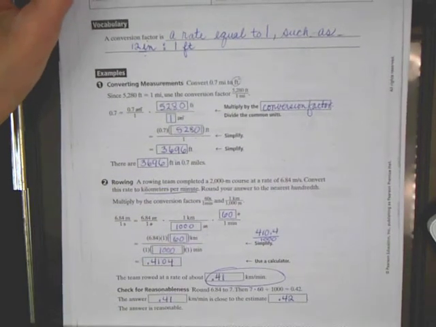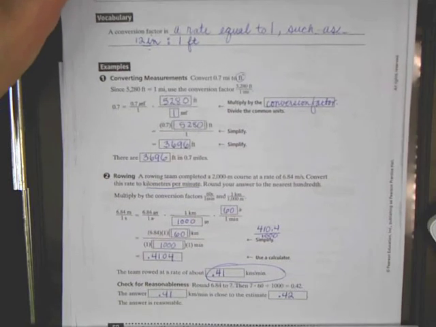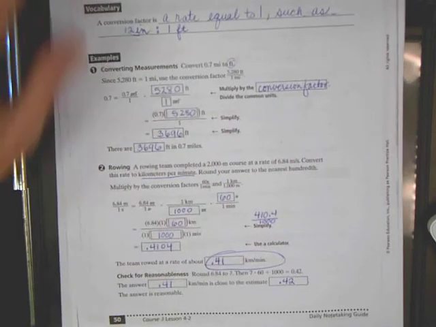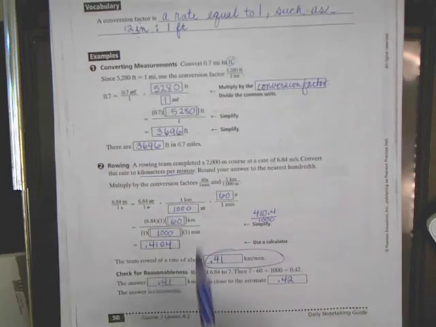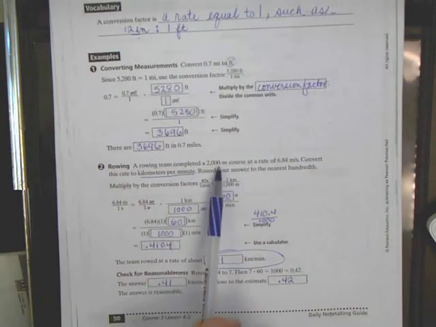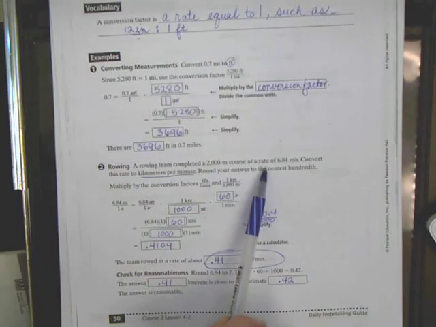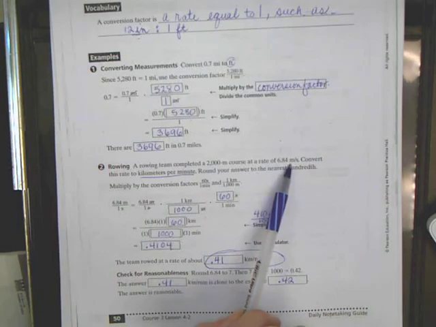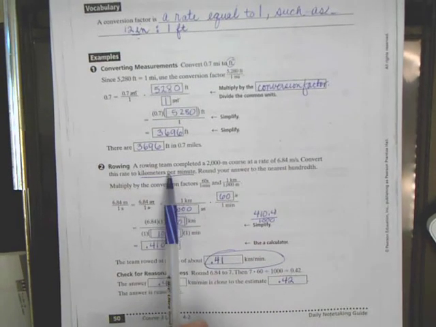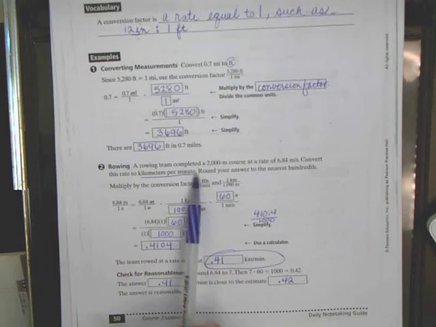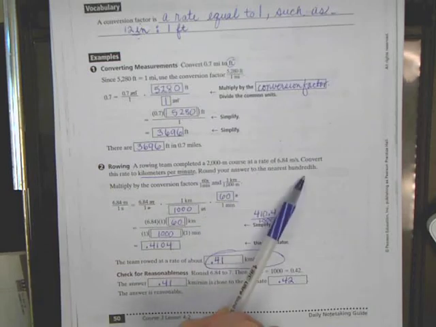You'll see I already have it worked out, which tells you I started once and made a couple of mistakes and they bothered me, so I had to come back. All right. A rowing team completed a 2,000 meter course at a rate of 6.84 meters per second. Convert this rate to kilometers per minute. Round your answer to the nearest hundredth.